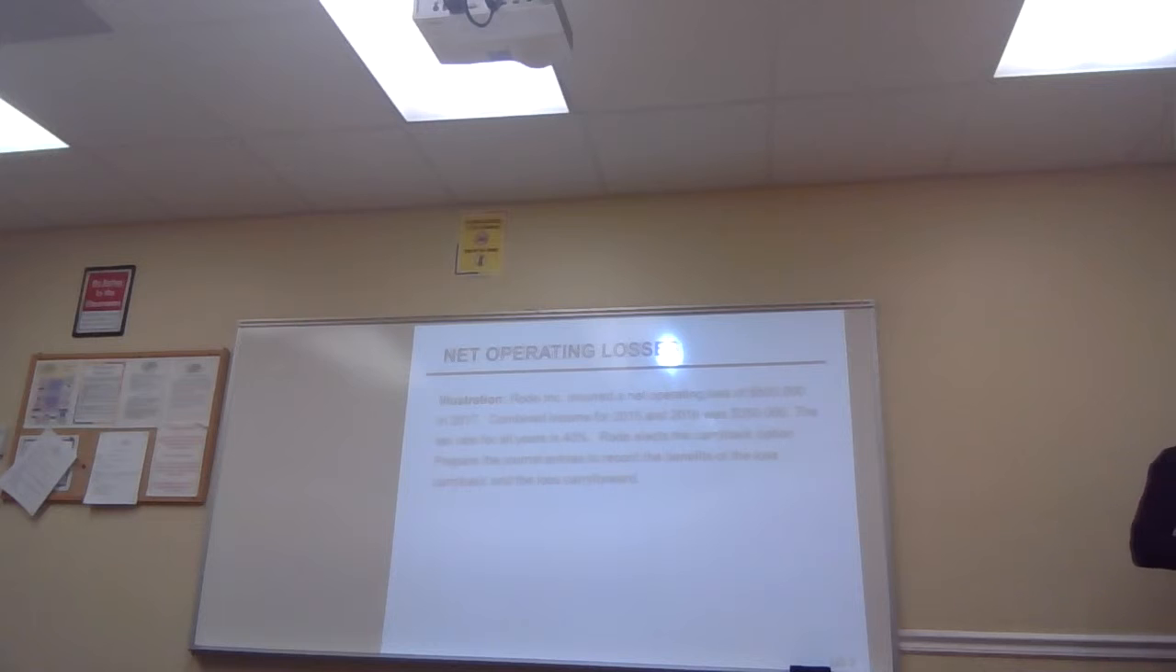Okay, so Road Inc. incurred a net operating loss of $500,000 in 17. Combined income for 15 and 16 was $350,000. The tax rate for all years is 40%. Road elects the carryback option. Prepare the journal entries to record the benefit of the loss carryback and loss carry forward.